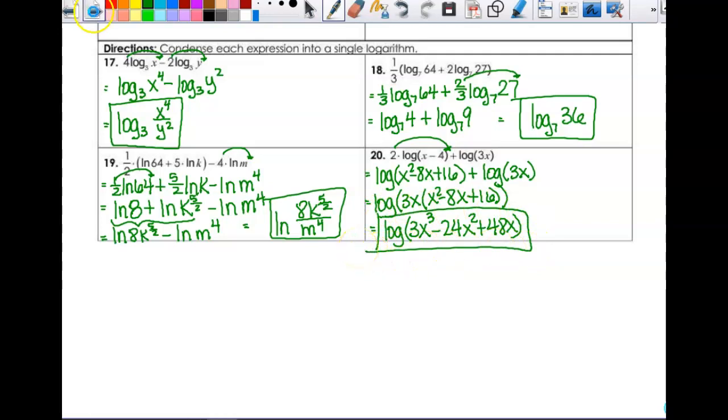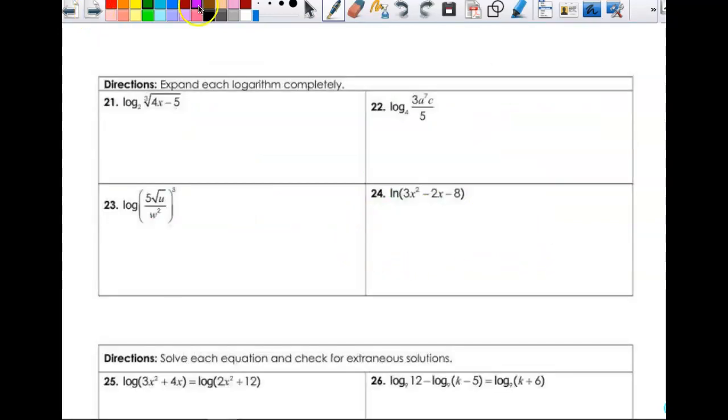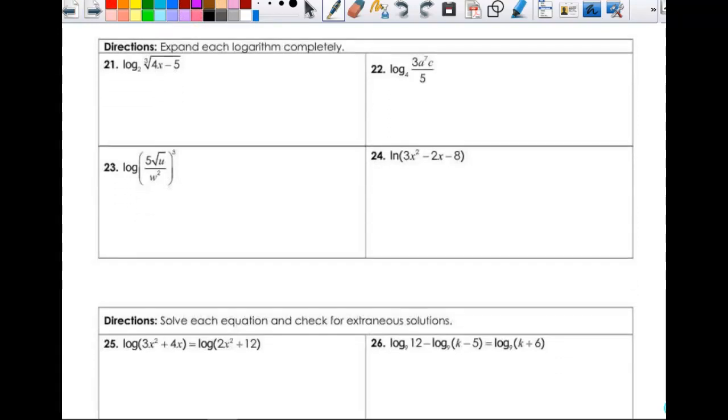Okay. All right, next page. So now I'm going to expand them as much as I can. So this log base 2 of the cube root, that's going to become log base 2 of 4x minus 5 to the 1/3 power. I use my power rule, that comes out in front, and I get 1/3 log base 2 of 4x minus 5. Okay, I can't do anything else with this because it would have to be multiplication for me to split it up. That is it. I'm done.